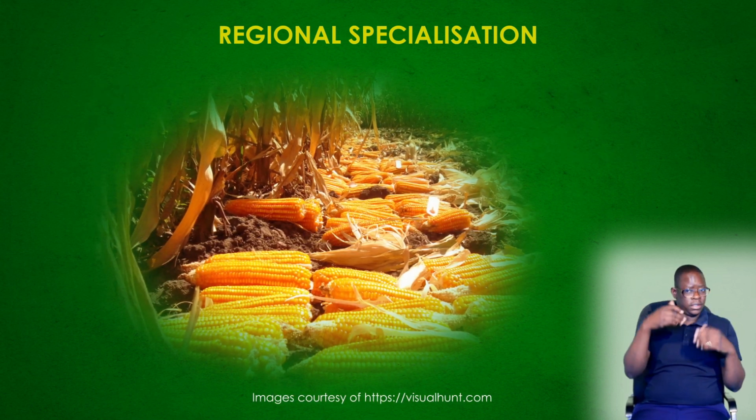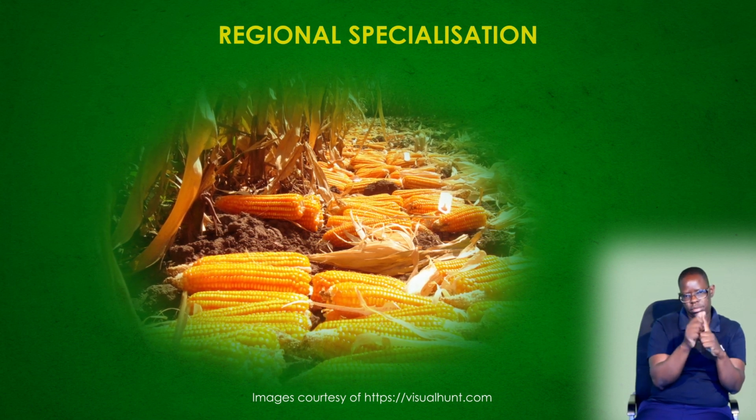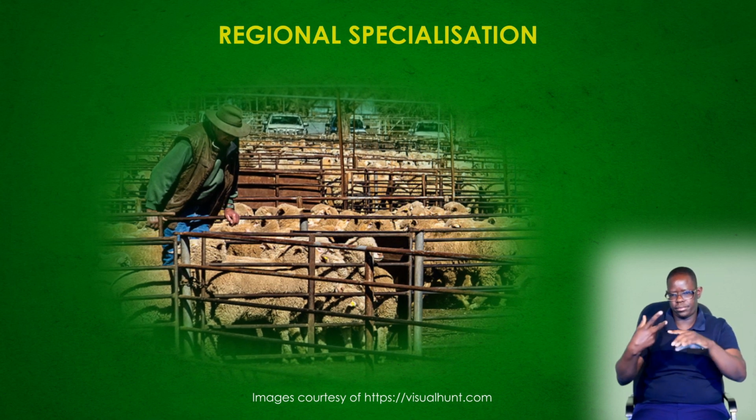Oh, like in Namibia, the northern regions are even known as the maize triangle. That's where maize products are produced. The western and southern regions are more known for sheep breeding again. You know, in South Africa, KwaZulu-Natal is known for banana production.